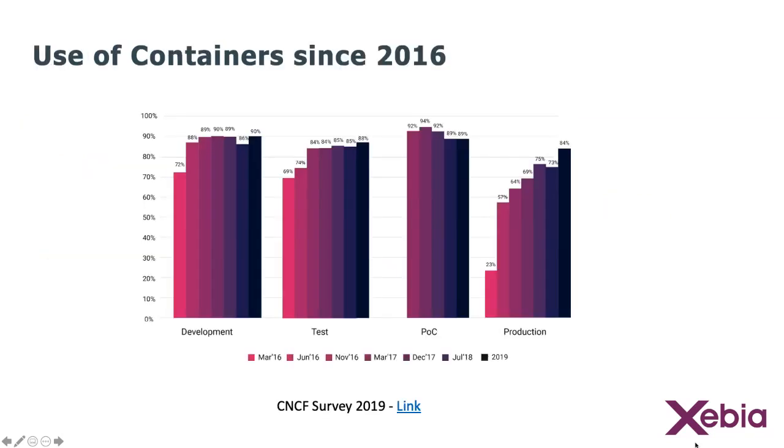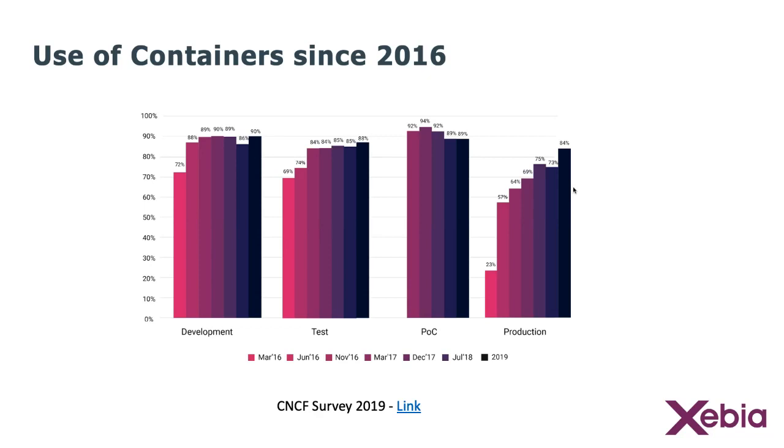So let's start. As we can see, this is a survey done by CNCF, Cloud Native Computing Foundation. They talked about how the container utilization is going up in the enterprises. As you can see in this chart, container utilization in the production has gone up to 84%. In 2016, when they did the first survey, it was around 23%. And now in 2019 or 2020, we are seeing a rate of 84%.